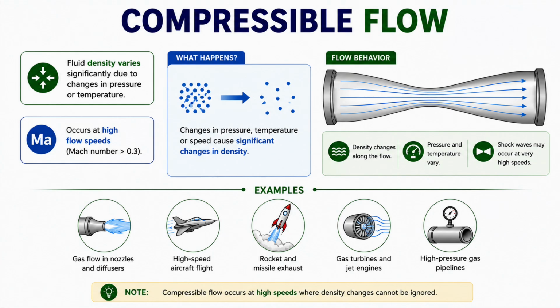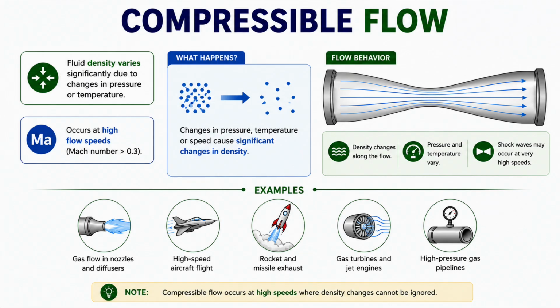Compressible flow occurs when the density of a fluid changes significantly during the motion. These density changes usually happen because of variations in pressure, temperature, or flow speed. Observe the flow through this converging-diverging passage. As the fluid accelerates, its pressure and density change continuously along the flow direction. At very high speeds, shock waves may also form.